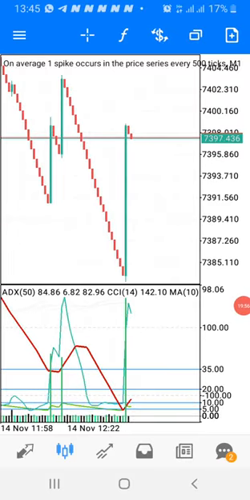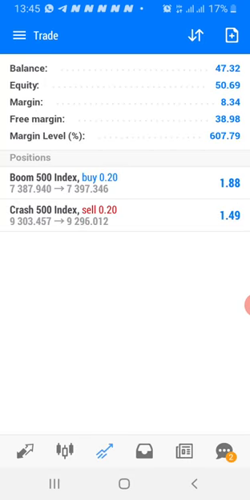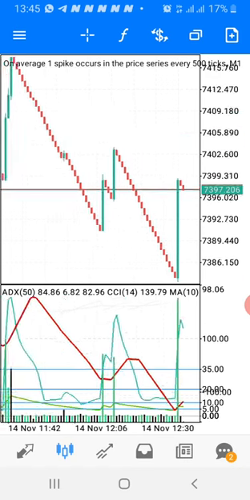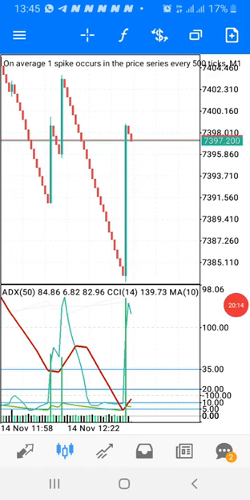Okay, yeah. This is what I was waiting for. You see, it spiked. I told you, right? This is what I was saying. It spiked. You see, on profit. This is how to make money from Boom and Crash. You see it, right? It spiked. So that's how it happens.